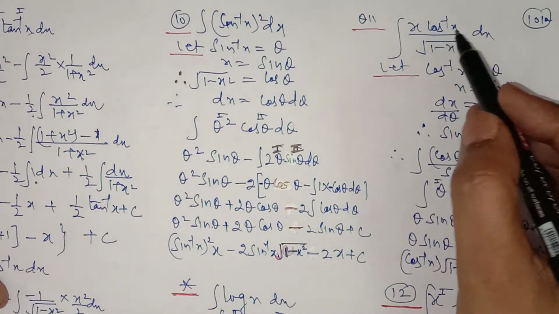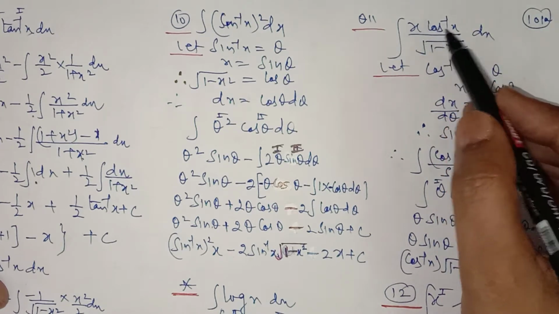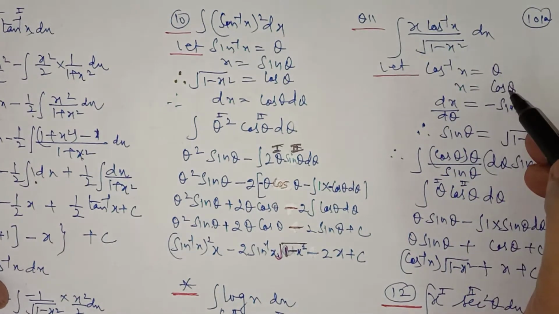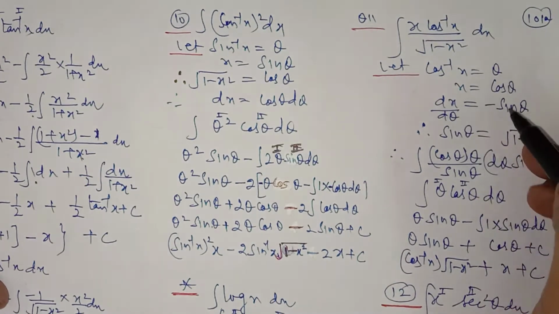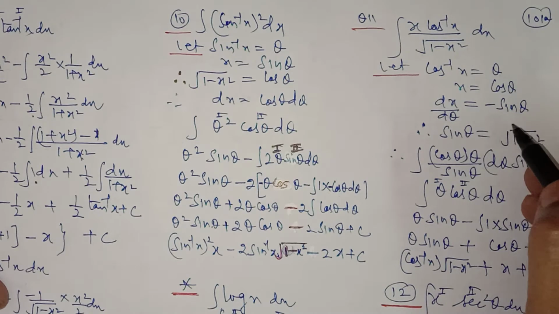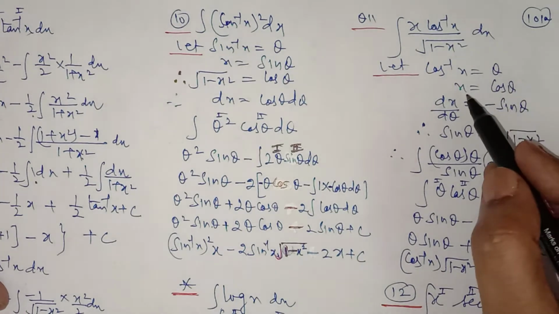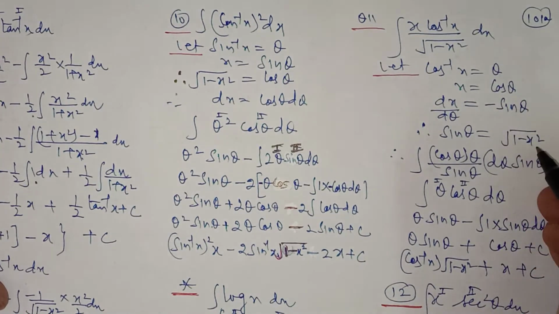x. So you can let cos inverse x equal to theta, because the derivative is given in the denominator. So x is equal to cos theta, so dx upon d theta is equal to minus sin theta, and sin theta will be equal to under root 1 minus cos square theta, so it will become under root 1 minus x square. You know the trigonometry like this also: if cos theta is equal to x, then sin theta is equal to under root 1 minus x square.